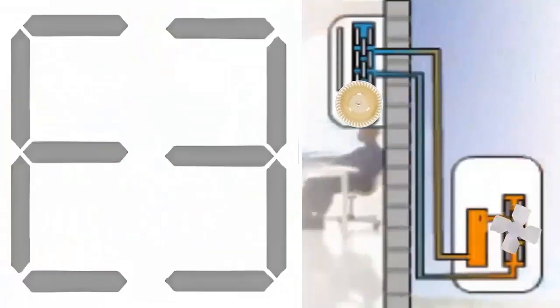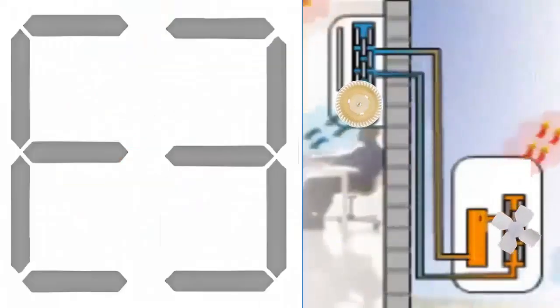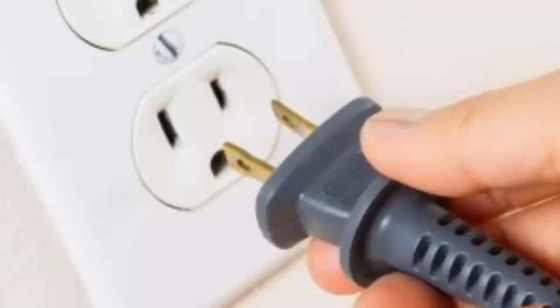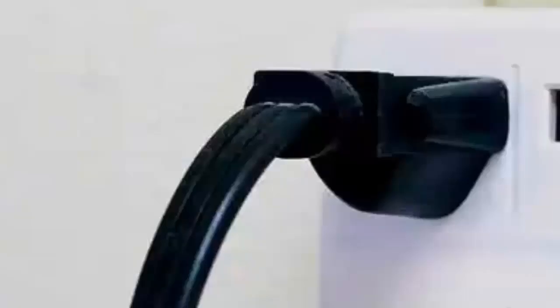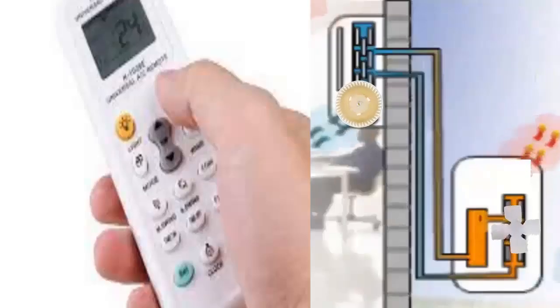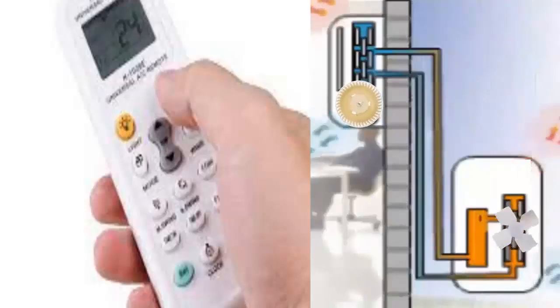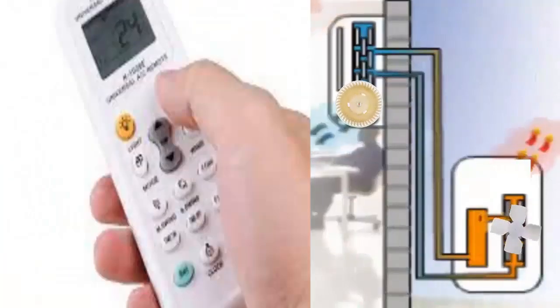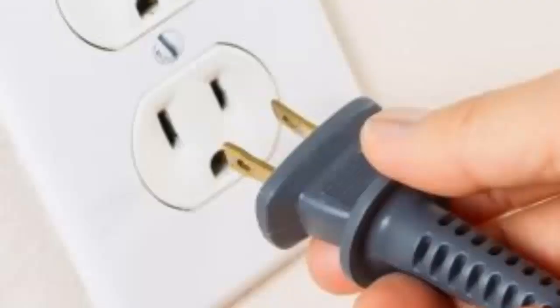To troubleshoot the E3 error in TCL units, it is recommended to follow these steps. 1. Turn off the unit, disconnect it from power for several minutes, then turn it back on to check if the error reappears. 2. If the error reappears, turn off the unit again, disconnect it, and pay attention to the condition of the sensor itself.